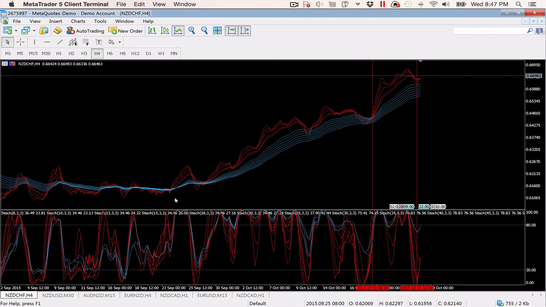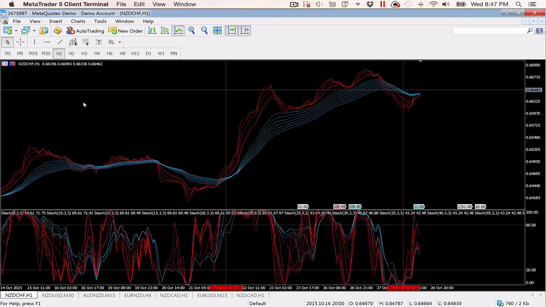But anyways, so we spot a trend, and then we go, since I'm on the 4 hour right now, I'm gonna go 1 hour and enter on the continuation of the trend in this 1 hour time frame. Okay?